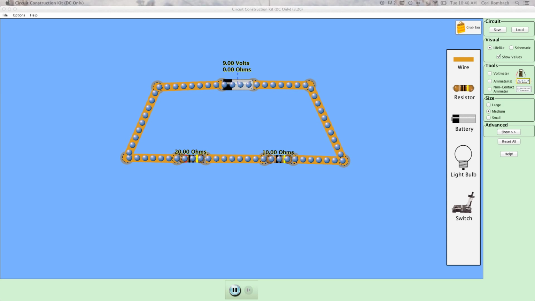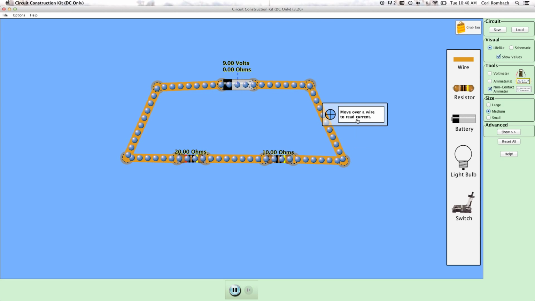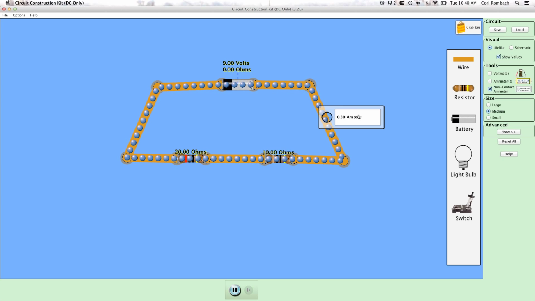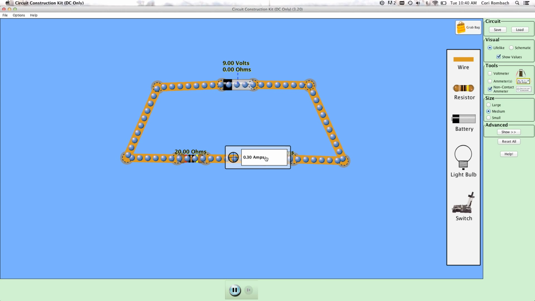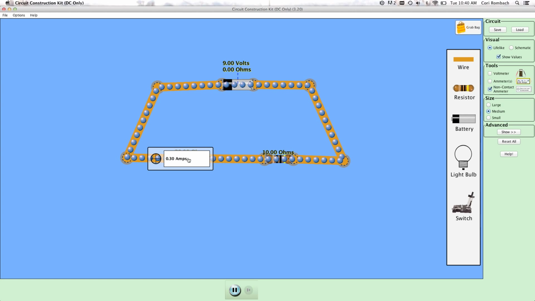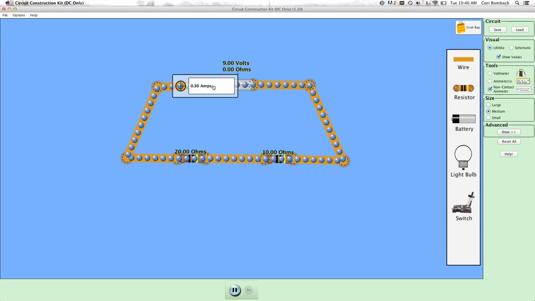All right, number 5 wants to know what the current is throughout the circuit. So I'm going to again use my ammeter, move the crosshairs over the wire, and I'm going to get a reading of 0.30 amps everywhere throughout the circuit. I'm going to get that same reading. So number 5 will be 0.30.